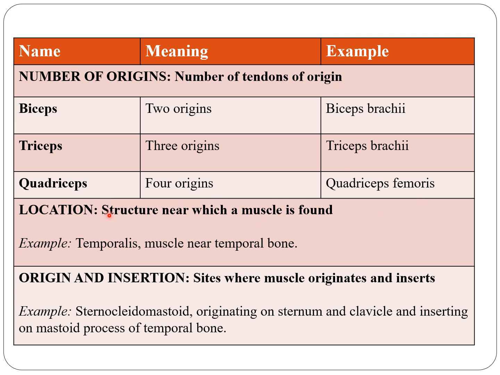Next, based on the location, that is, the structure near which a muscle is found. Example is temporalis. The muscle is found near the temporal bone, hence the name temporalis. The next is based on the origin and insertion, the sites where muscles originate and insert. Example is sternocleidomastoid, originating at the sternum and clavicle and inserting on the mastoid process of the temporal bone. These are some of the names of the muscles based on their characteristics.